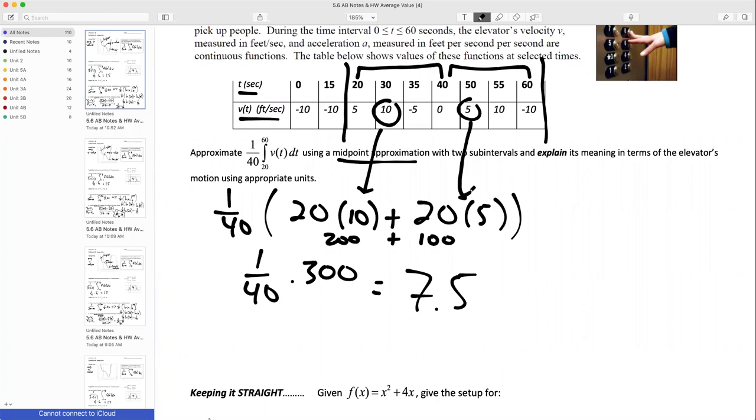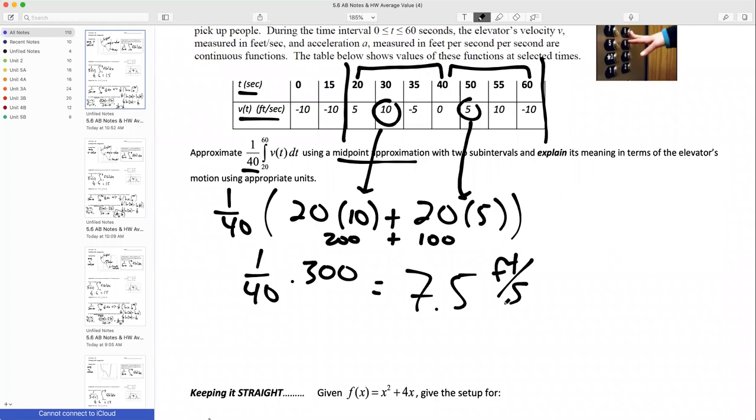Why do you put 1/40 in the beginning? Because of that right there. They're asking me to approximate this. Okay, so I'm not done yet. All right, but let's put units on here. What did I just find? I integrated the velocity, which gives me position. And then I divided it by 40, which is the seconds. So this is a velocity, feet per second.